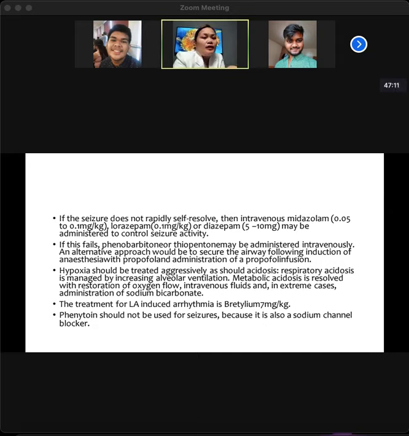Okay, and then syempre, you have to secure the airway following the induction of anesthesia with propofol and administration of propofol infusion. Hypoxia should be treated aggressively. So, just give your oxygen and see to it that the patient is well ventilated. The treatment of local anesthetic induced arrhythmia is bretylium at 5 to 10 milligram per kilogram. However, phenytoin should not be used for seizures because it is also a sodium channel blocker. So it will just aggravate the effect of your local anesthetic.